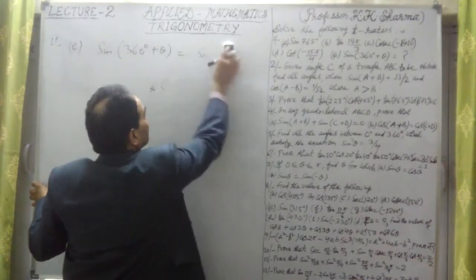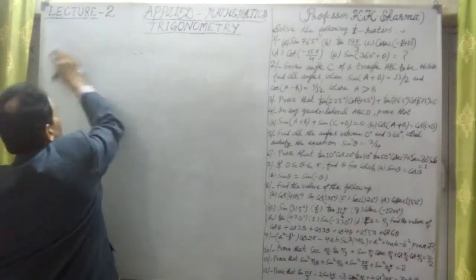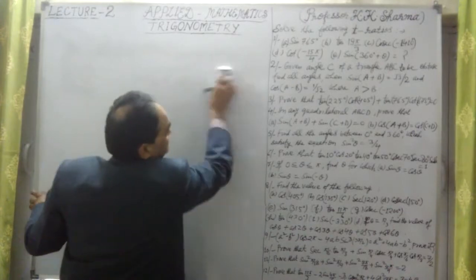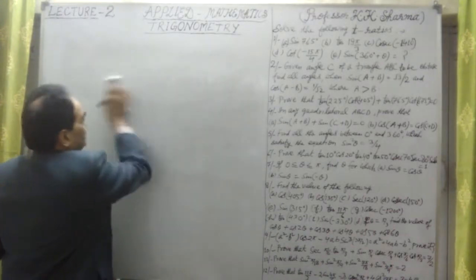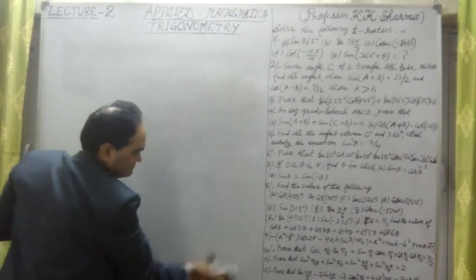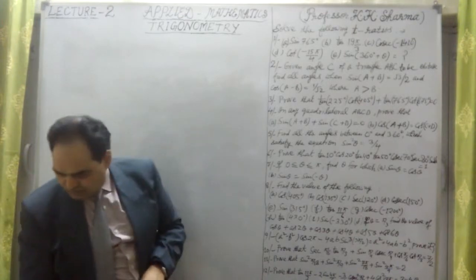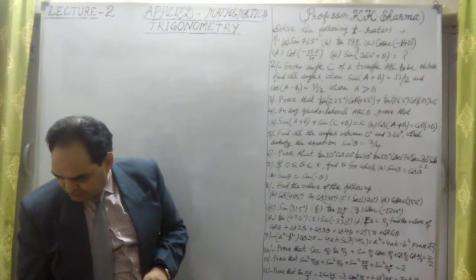Okay, now question number 1 is complete. There are 5 parts. This is what we have discussed about these angles. Now let me take question number 2.